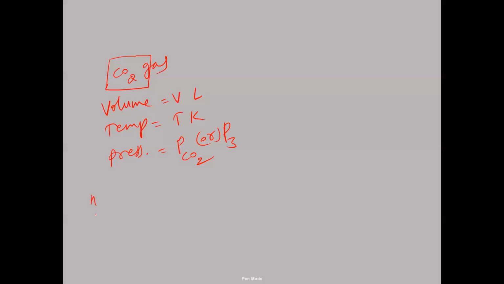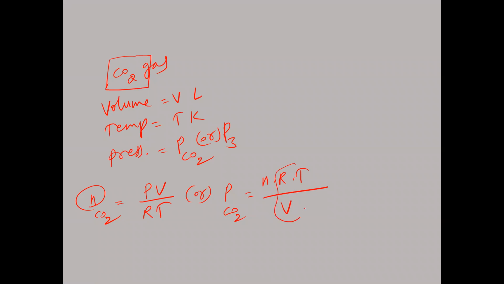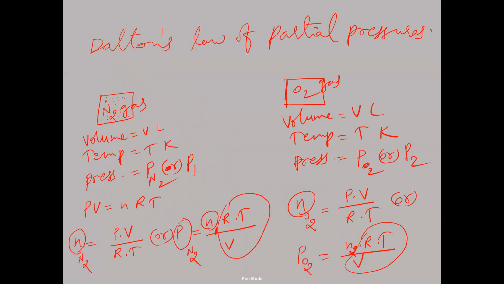Now what is the number of moles? Number of moles of CO2 from the ideal gas equation is PV by RT. Otherwise, if you want to calculate the pressure of CO2, we take the formula nRT by V. So here RT by V is again similar to the nitrogen and oxygen case. For the third gas I'm taking N3. So N3 into RT by V, and in the previous case N2 into RT by V for oxygen gas, and for nitrogen gas N1 RT by V.